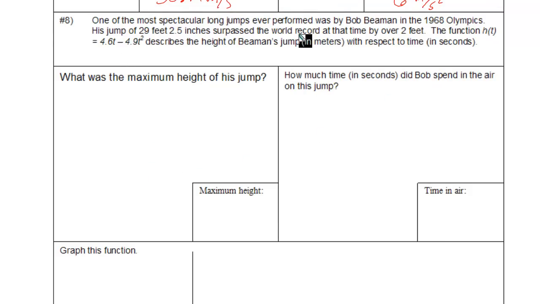One of the most spectacular long jumps ever performed was by Bob Beamon in the '68 Olympics. His jump, 29 feet, 2.5 inches, surpassed the world record by 2 feet. The function h of t equals this. It describes the height of the jump in meters with respect to time in seconds. What was the maximum height of the jump? It's asking you to find the maximum.